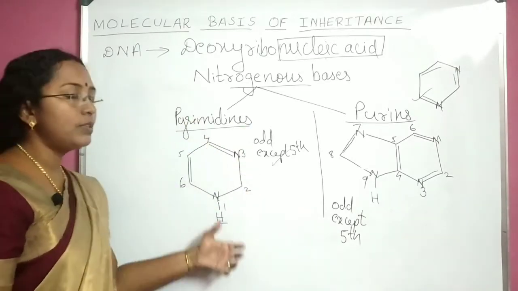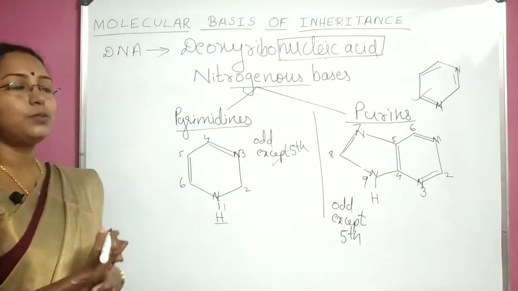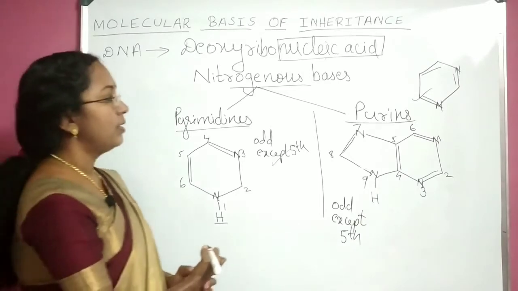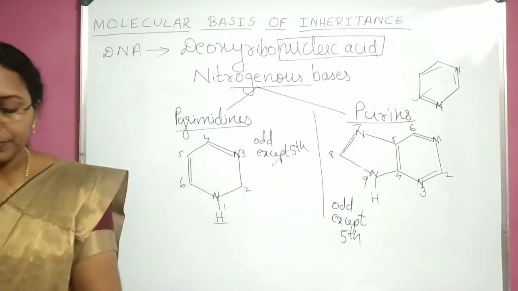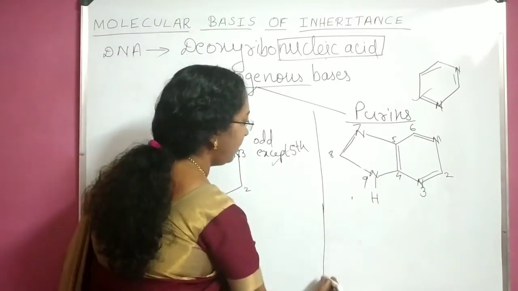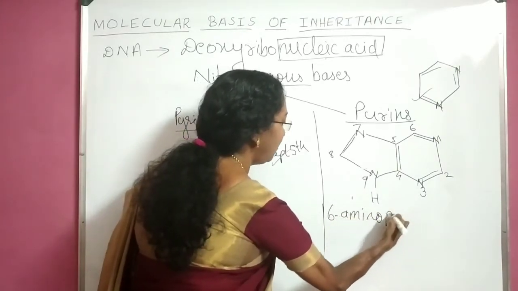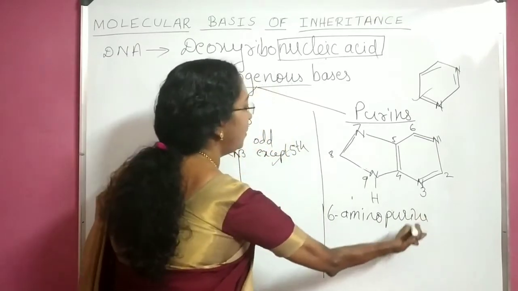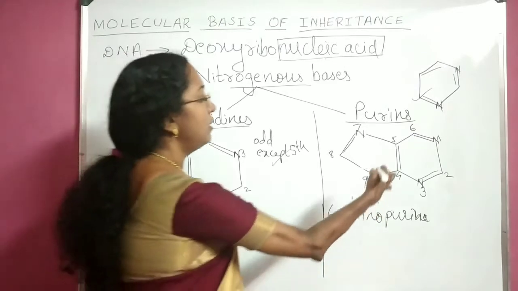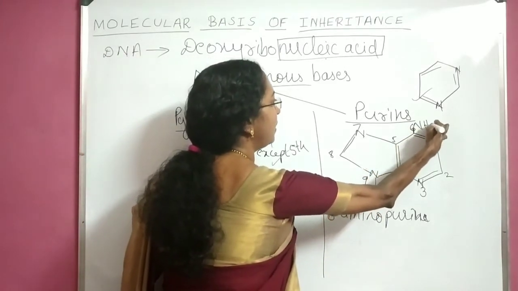Now I told you there are different kinds of pyrimidines and different kinds of purines based on the substitutions. I'll give you one example. See here in purines, if I write here 6-aminopurine. 6-aminopurine I am writing. That means what? In the 6th position, an amino group is there, NH2.